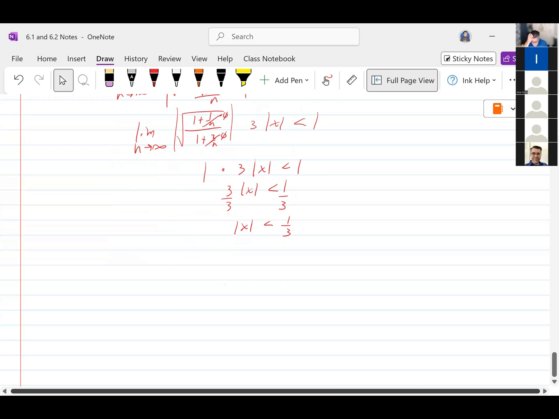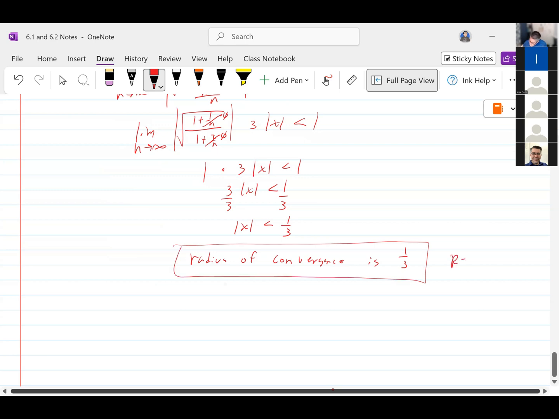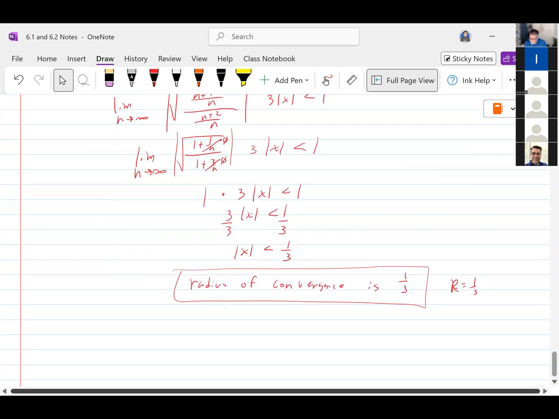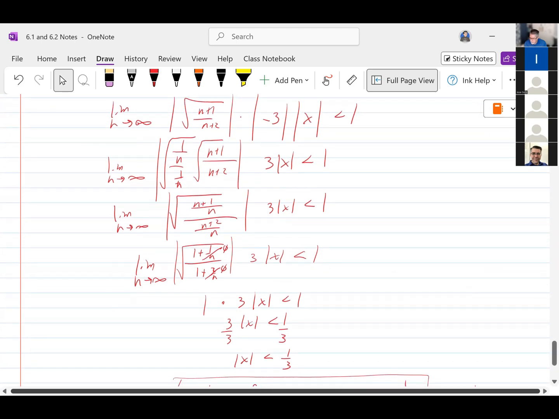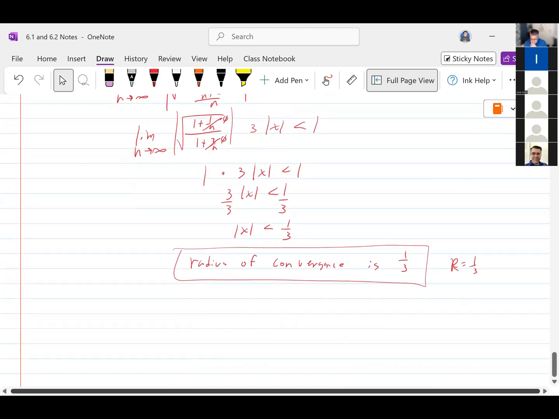So what does that tell me? That tells me that the radius of convergence is equal to 1/3. What we would call R is equal to 1/3. The radius of convergence is 1/3. By taking that limit, we got everything to be 1, and we divided by the 3 because the absolute value of -3 is 3. And we get the radius of convergence.